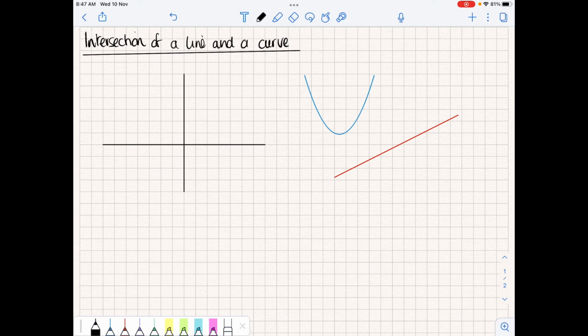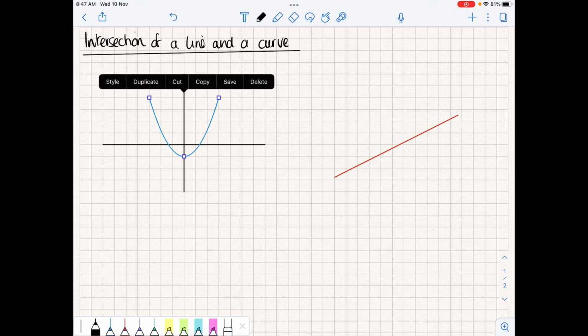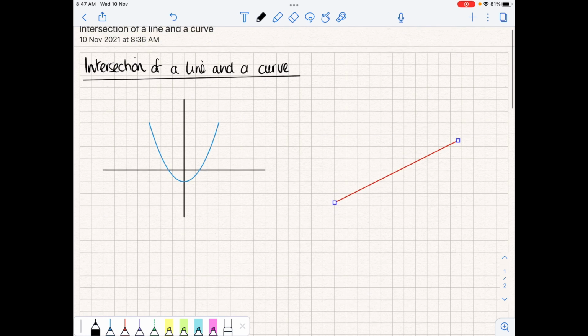Let's consider the intersection of a line and a curve. Perhaps we have some quadratic curve and a straight line, and they interact with each other in some way. And this can happen in one of three ways. So here's a quadratic curve, and here's a straight line.